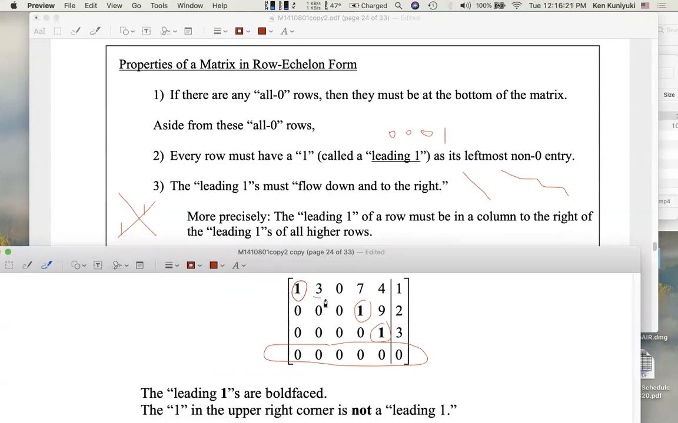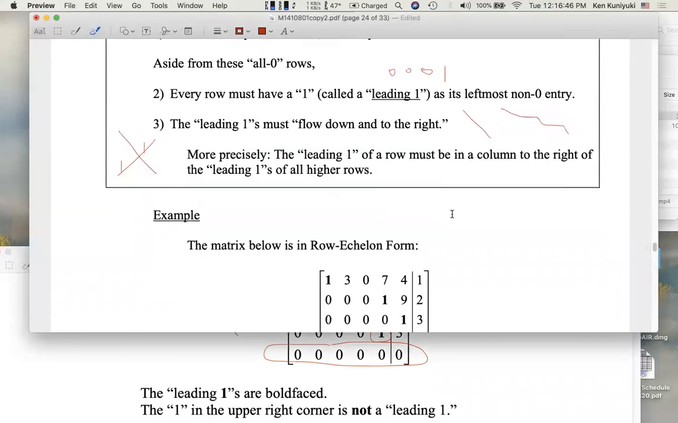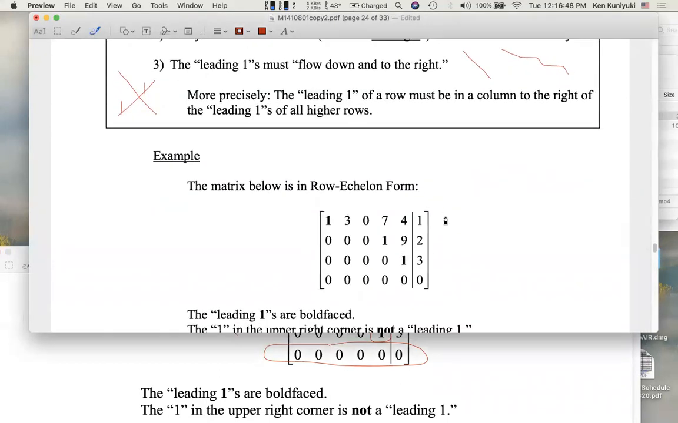Not necessarily on a straight diagonal, but they generally go down and to the right. Again, you never have a leading 1 like that and a leading 1 like that. You could have other ones. I mean, this one is fine, but it's not a leading 1. Often we do circle the leading ones in a matrix problem. They can help us in operations. Okay. So this is row echelon form.